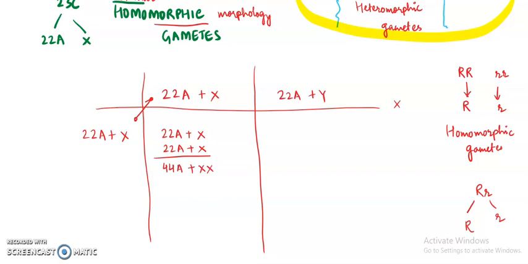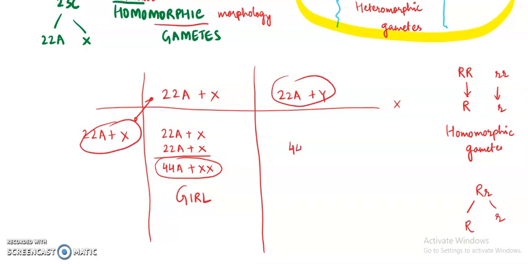Now when you show the Punnett square in the exam, please don't make a mistake by showing this summation. You have to just write 44 autosomes plus XX, and this will lead to the development of a girl. And if you cross this with this, it will lead to the formation of 44 autosomes plus XY. That means the sex of the baby is going to be a boy.